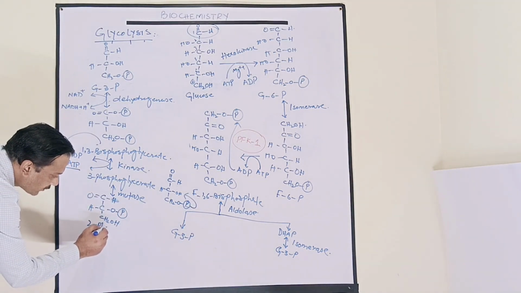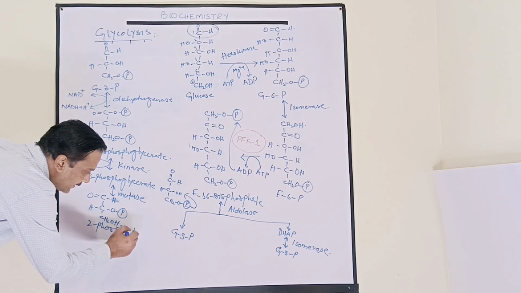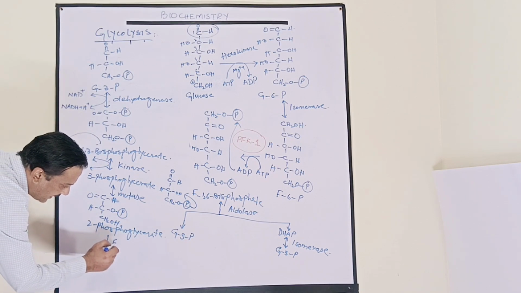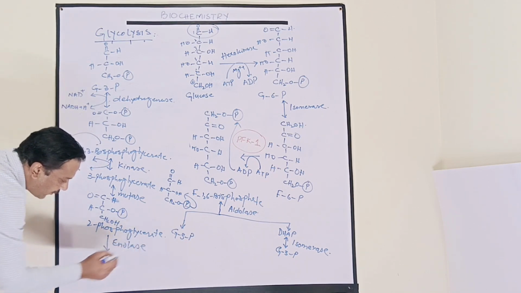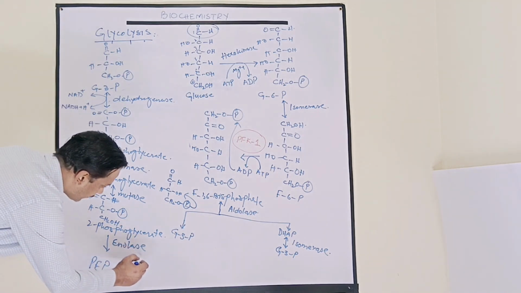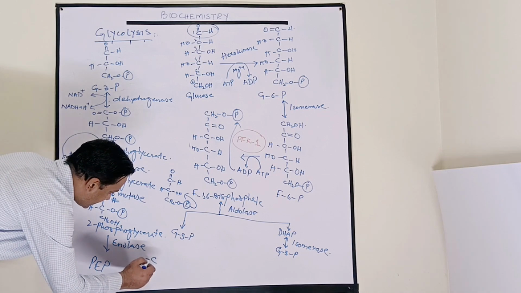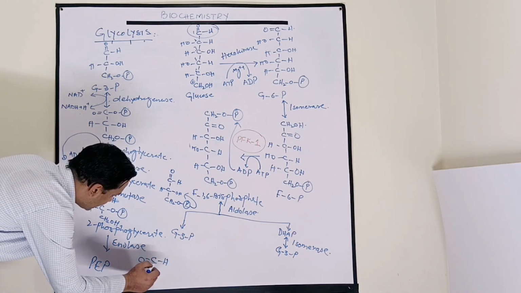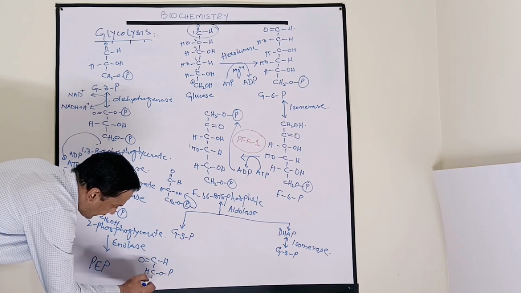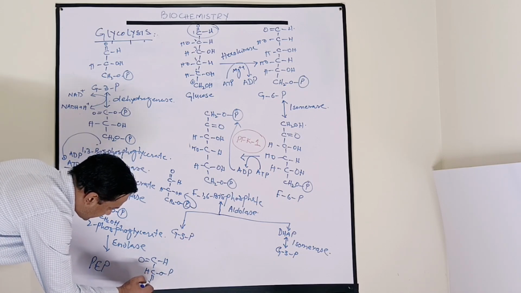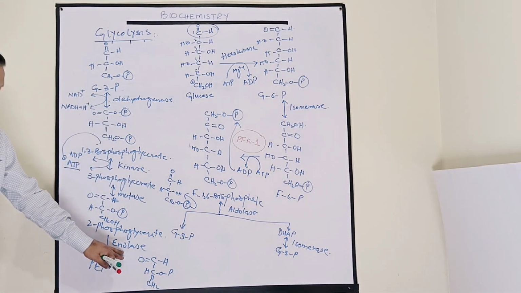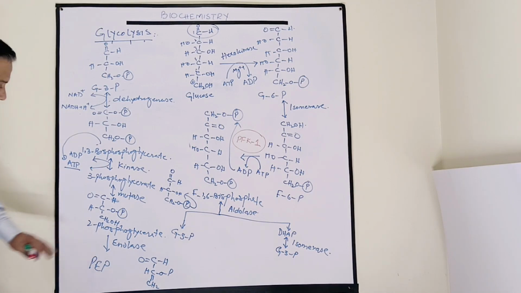2-phosphoglycerate, by the action of enzyme enolase, is converted into phosphoenol pyruvate, and the structure of phosphoenol pyruvate is C double bond OH, CHOP and double bond CH2. This is phosphoenol pyruvate. The enzyme responsible is enolase.